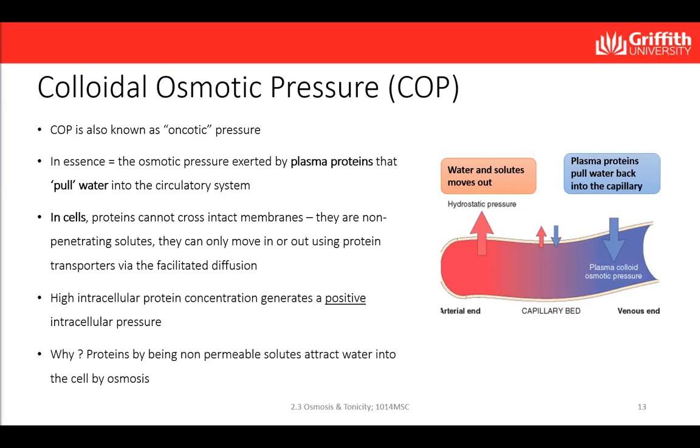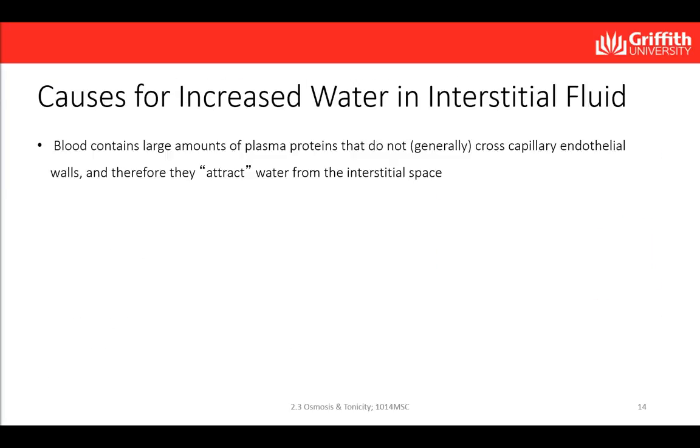High intracellular protein concentrations generate a positive intracellular pressure because they cannot pass through the plasma membrane and have the ability to attract water by osmosis, drawing water into the cell. The blood contains a large amount of proteins in the plasma that cannot cross the capillary wall. These proteins have the ability to attract water into the circulatory system by osmosis. As a result, we name this force the capillary osmotic pressure.